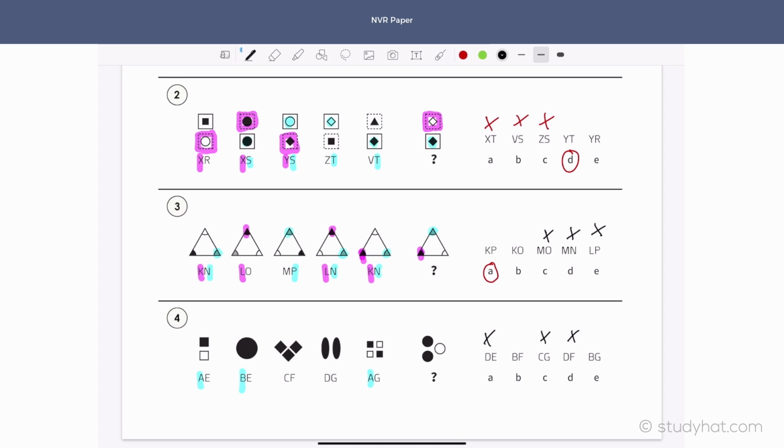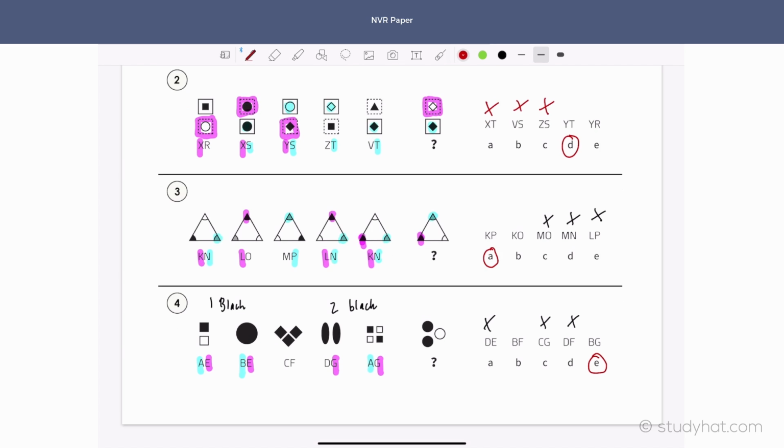Okay, and then for the second letter, we can see these have the same last letter. What do they have in common? They both have one black shape. But there's another one we can check, which is this and this. And yeah, these both have 2 black shapes. So the second letter must be to do with the number of black shapes. We've got 2 here, so we're also going to want a G. So our answer will be BG.